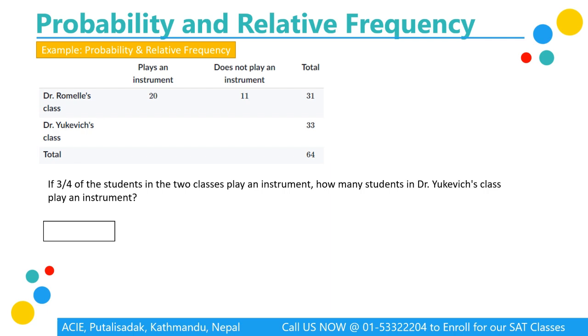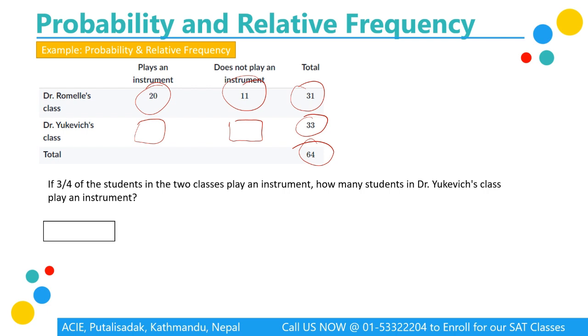Similarly, if 3 by 4 of the students in the two classes play an instrument, how many students in Dr. Yukovich's class play an instrument? So we know that in this question, we're dealing with finding out the missing values as well. We have Dr. Roman's class, where students who play an instrument are 20 and who do not play an instrument are 11. Total 31. And we know Dr. Yukovich's class is empty, and it makes a total of 33 people, which gives us 64 people.